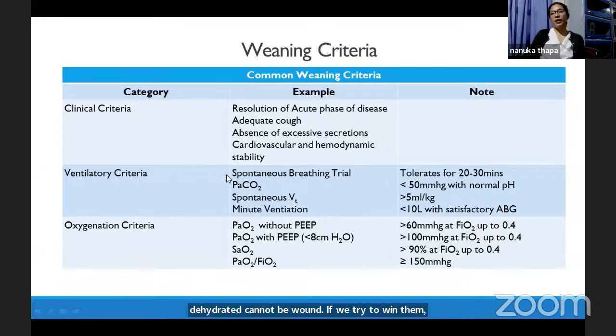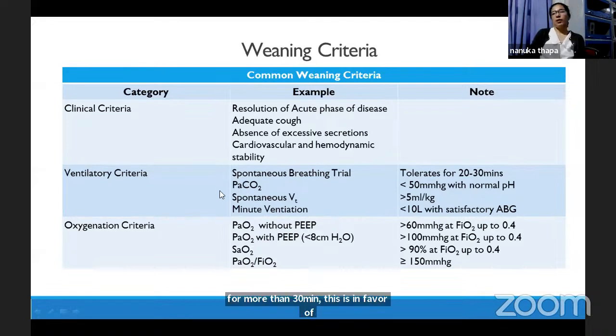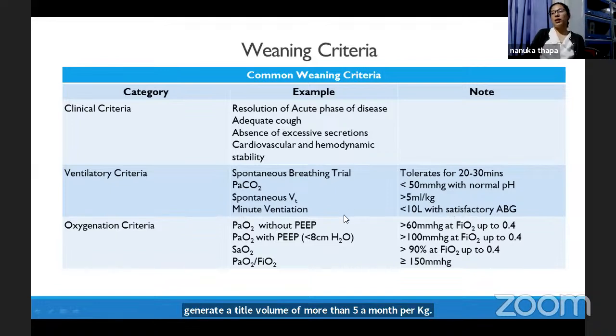Now, we also need to see the ventilatory criteria. If a patient tolerates a spontaneous breathing trial for more than 30 minutes, this is in favor of continuing weaning. Patients need to have a PCO2 of less than 50 mmHg and a normal pH, that is, a pH of more than 7.25, to even consider weaning. On spontaneous breathing, patients should be able to generate a tidal volume of more than 5 ml per kg. The minute ventilation should be less than 10 liters, that is, the patient should not have air hunger or respiratory distress, and the ABG should be within normal limits or acceptable.